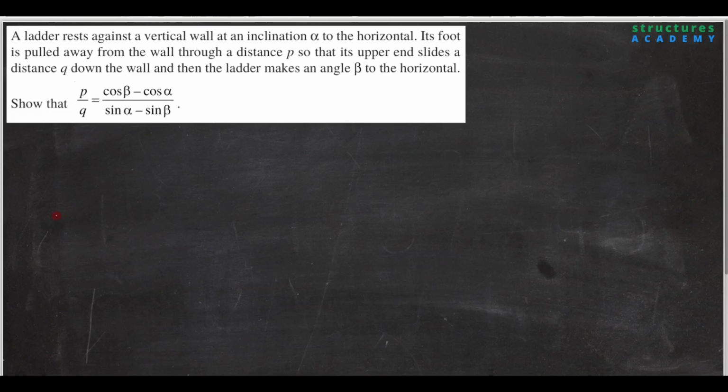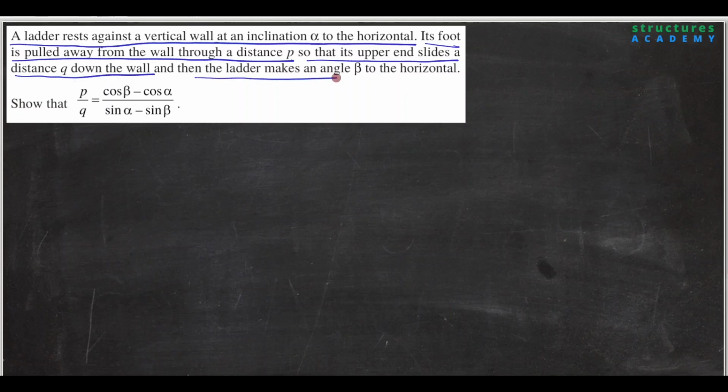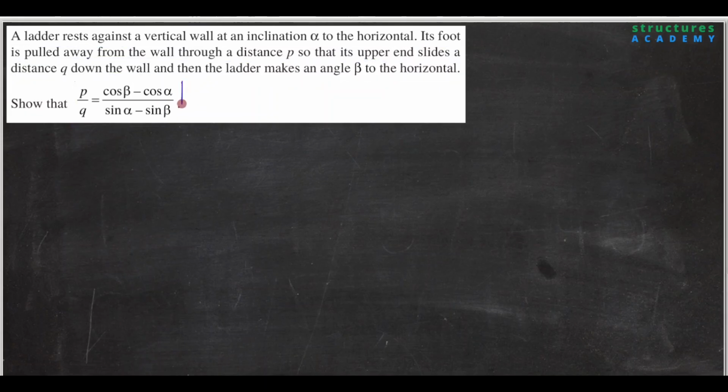Alright, let us look at another problem related to heights and distances from the chapter Applications of Trigonometry. A ladder rests against a vertical wall at an inclination alpha to the horizontal. Its foot is pulled away from the wall through a distance p so that its upper end slides a distance q down the wall, and then the ladder makes an angle beta to the horizontal. Show that p upon q equals cos beta minus cos alpha divided by sin alpha minus sin beta.